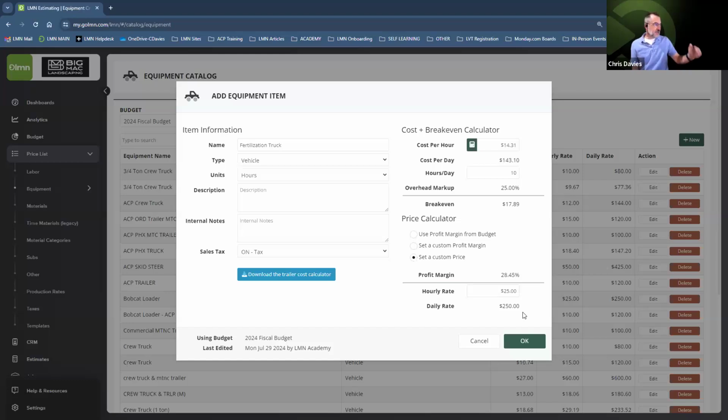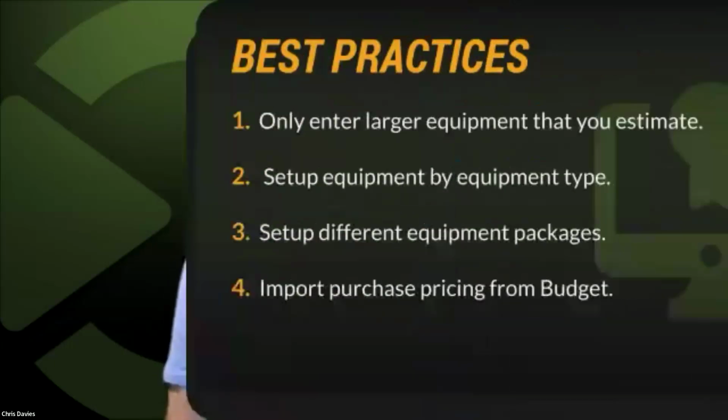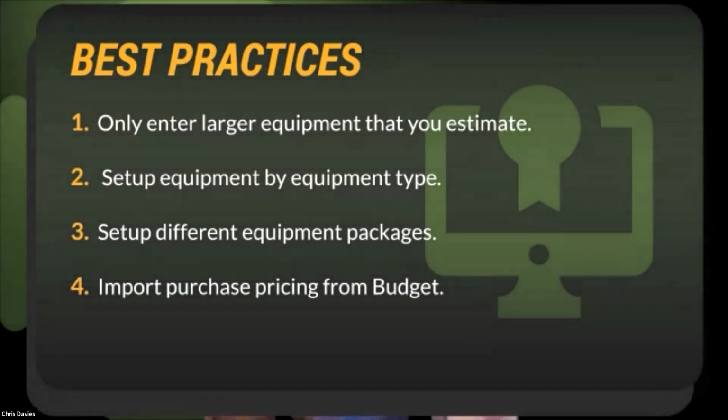Custom price will override my company default, not only for myself, but for everybody else who uses this line item on an estimate moving forward. So, best practices when it comes to setting up your equipment is ensuring that you're only entering larger equipment that you are estimating for. Anything that you are going to be charging for, make sure that you've entered it into your price list.